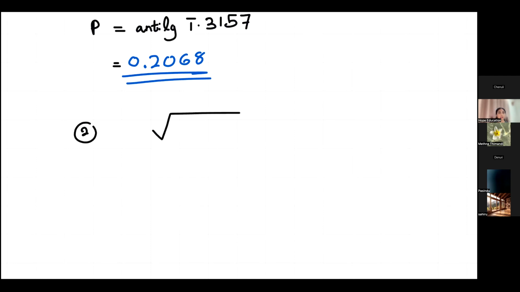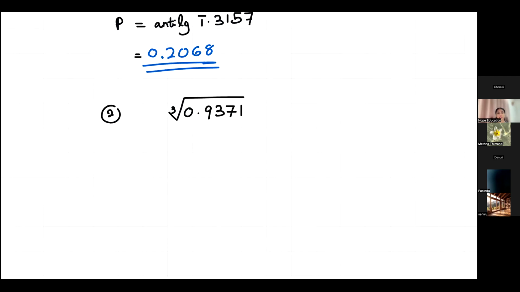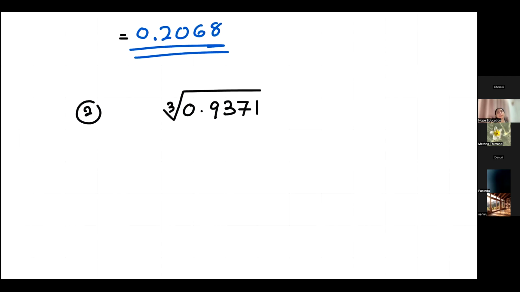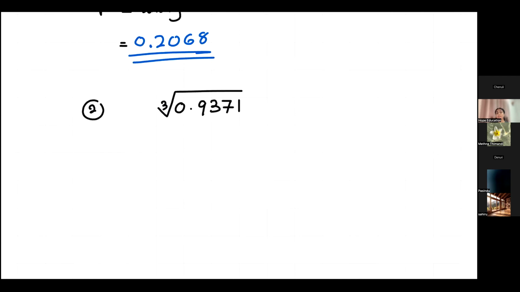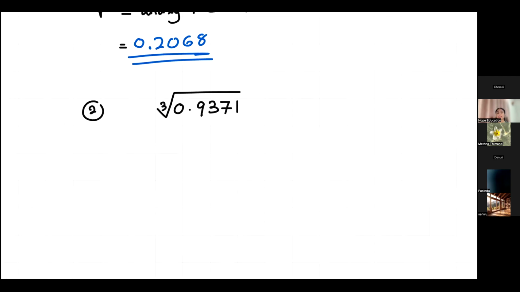Zero point 9371, third root of it. Now you have to find the value of this, right? If you have a calculator, you can easily get the value. But unfortunately, let's say you don't have a calculator. You have to find the value using logarithms, right? My answer I will put y.